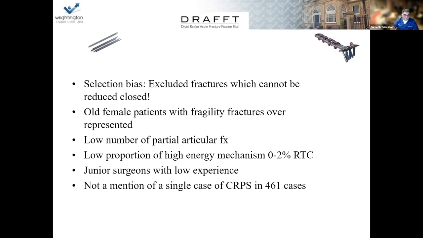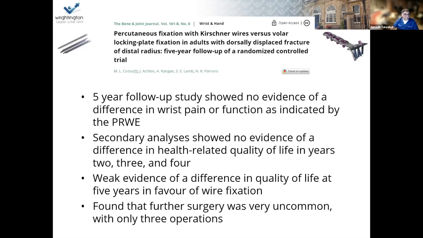You know, it is one of the largest RCTs, it's a pragmatic study, but 75% of the fractures treated with plating were put into a cast postoperatively. So that sort of confounds the outcomes. And the study was also criticized for its lack of a long enough follow-up. And these were some of the other issues. To address the follow-up, there was a follow-up study done at 5 years, and the authors essentially found that once again, there was no difference between the 2 groups.